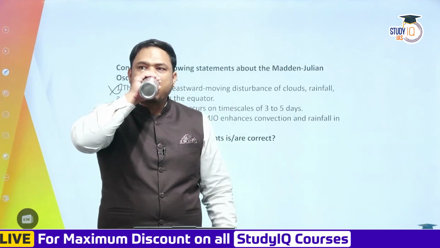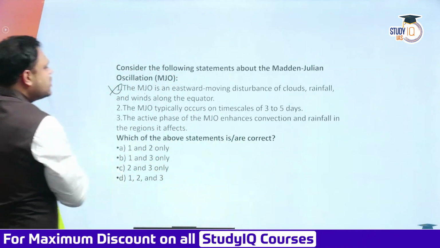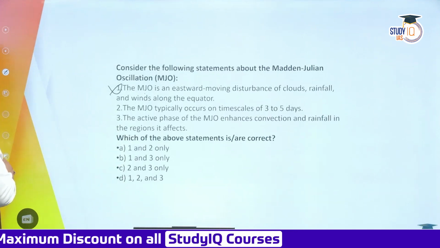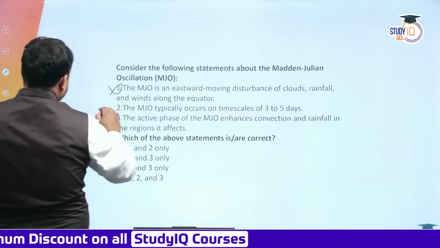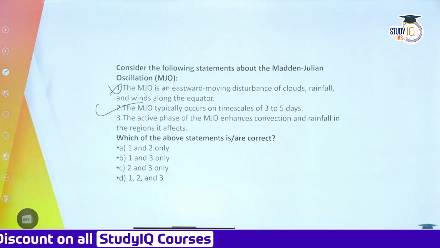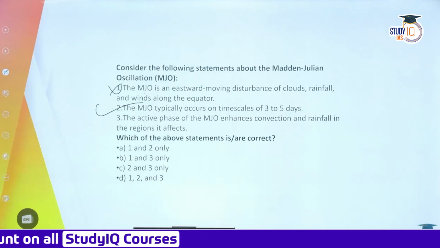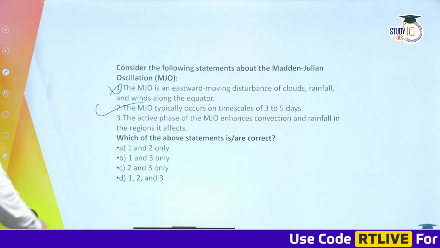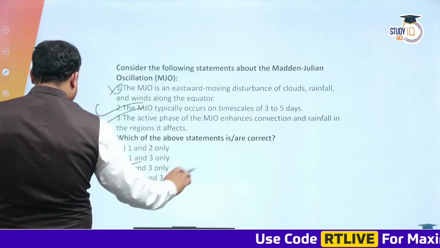Hence, statement 1 is typically occurs, बिल्कुल ठीक बात है यार, इसमें कोई दिक्कत नहीं है. The active phase of MJO enhances convection and rainfall in the regions it affects. The answer will be C.